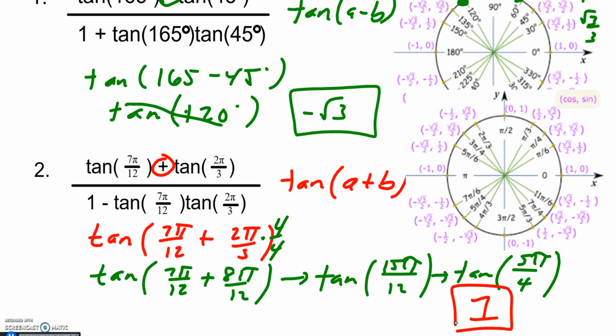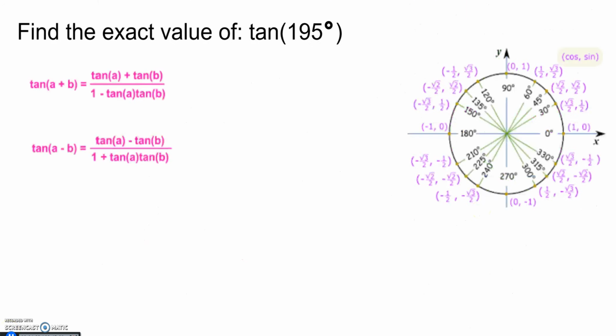So again, like the last video, one process we need to understand is going from something more complicated to condensing it to something that we recognize and then using the unit circle to find an exact answer. Okay, so now let's work the other direction, and we're given the tangent of 195, which is not on the unit circle, and we're going to try to find an addition or subtraction fact to rewrite this.